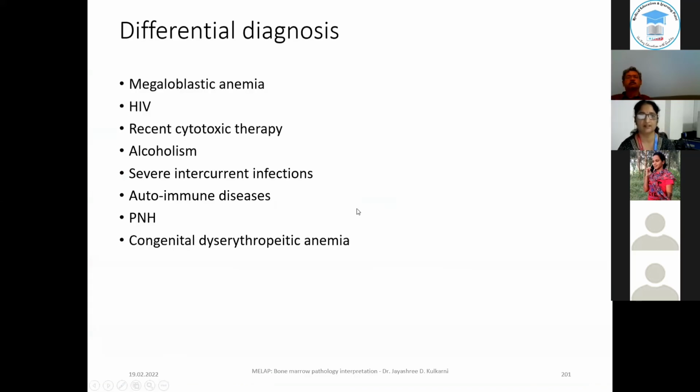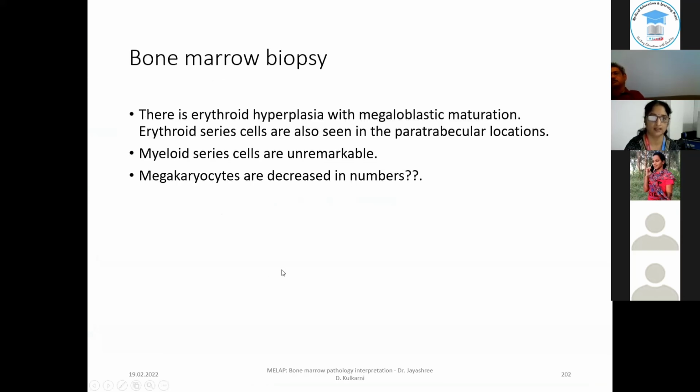So you will have a differential diagnosis. A severe megaloblastic anemia, where you can have a lot of dysplasia, HIV, recent cytotoxic therapy, alcoholism, intercurrent infections, autoimmune. Autoimmune is one more thing you need to rule out whenever you see so much dysplasia, PNH, congenital dyserythropoietic anemia. So there is erythroid hyperplasia, megaloblastic maturation, erythroid series seen in paratrabecular locations.